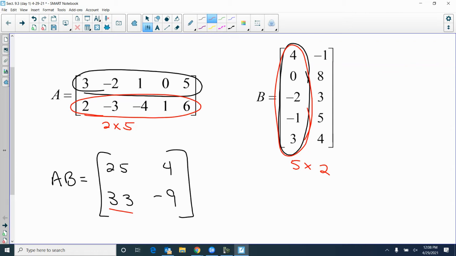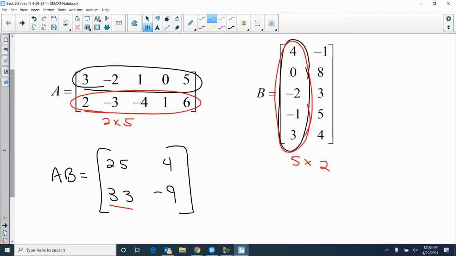So just double check those in terms of your calculations. All right, any questions there? I got 17. For which one? For where the 33 is. You got 17? Well, what'd you do wrong? I don't know. 2 times 4, right? Yeah. Plus what? Negative 3 times 0. Okay. Plus what? Negative 4 times 2. Negative 2. Plus what? 1 times negative 1.